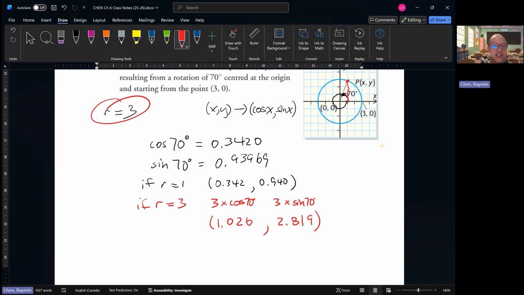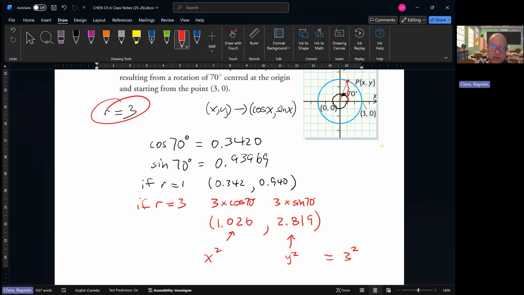And you can check this answer by simply squaring the x value and the y value of this point. It should equal 3 squared, which is 9. So if we square those numbers, it should work. Let me just test it really quickly. Watch me lie to you. 1.026 squared plus 2.819 squared. Yeah, it's 9. So that's kind of neat.